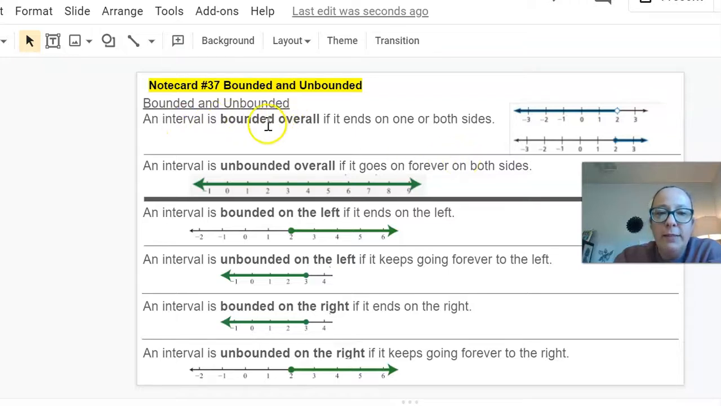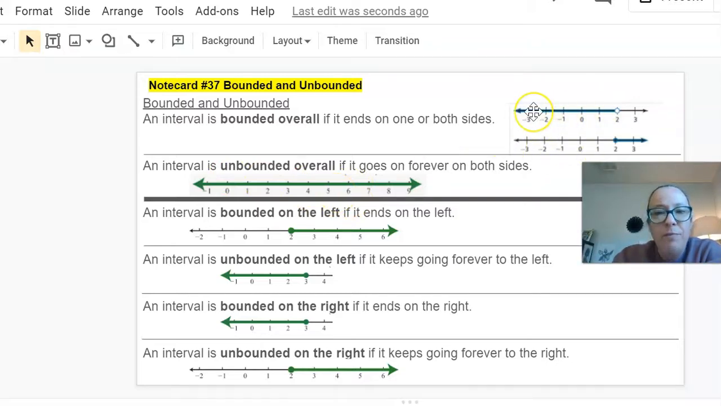So an interval is bounded overall if it ends on one or both sides. That means it's bounded. So this is just two examples. This graph right here, this one ends on the right, it doesn't keep going, and this one right here ends on the left. So both of those would be called bounded overall. They're just bounded. An interval is unbounded overall if it goes on forever on both sides. This particular example graph is the only time you could say something is unbounded overall, if it just goes on forever on the left and the right.